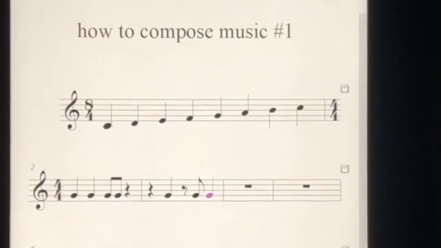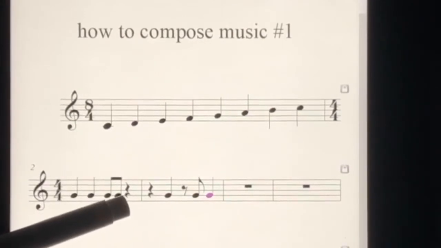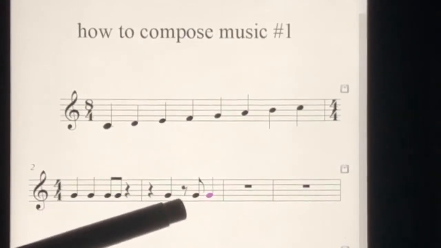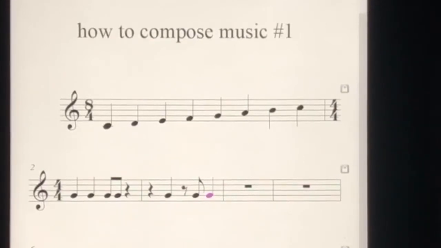And we start making a 4-beat rhythm pattern for 4 measures, combining a quarter note, an eighth note combination, a quarter rest, an eighth rest, and an eighth note. This is an example.